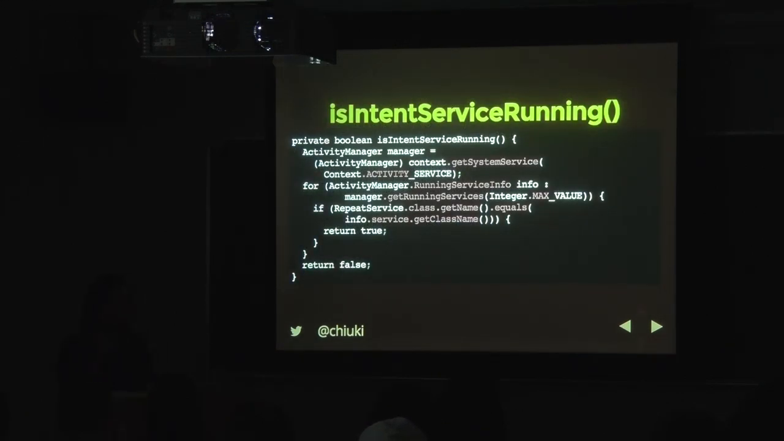isIntentServiceRunning is the helper function that we're going to write. The way I do it is that I want to get the activity manager and go and find the service by name. The service I'm looking for here is RepeatService, so it's RepeatService.class.getName. If the name is the same, then I return true, meaning the service is running. If I go through all of them and I don't find it, then I return false. In your app, it will probably be something different that you're waiting for, so you need to think of how to determine whether the app is idle or not.